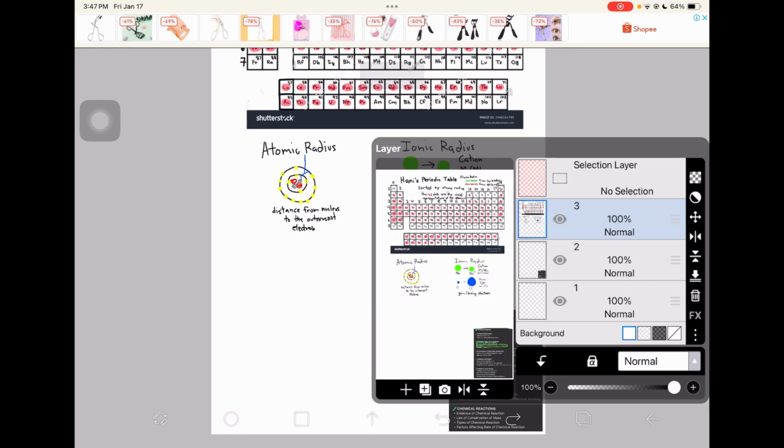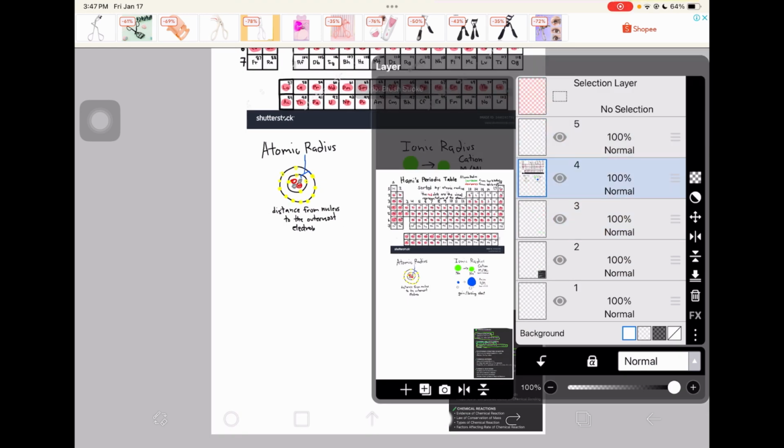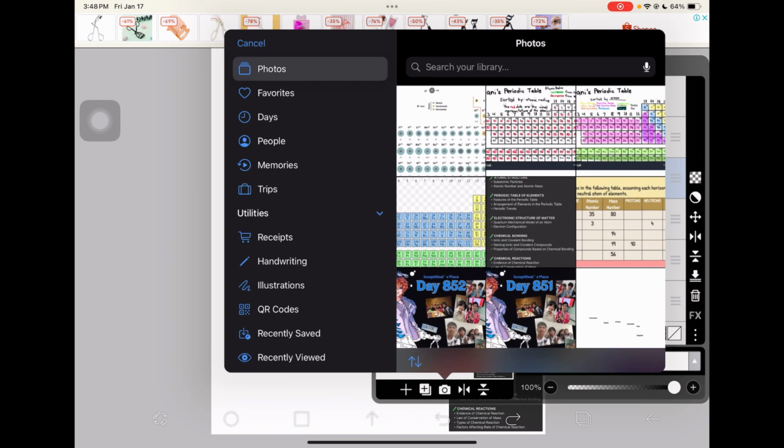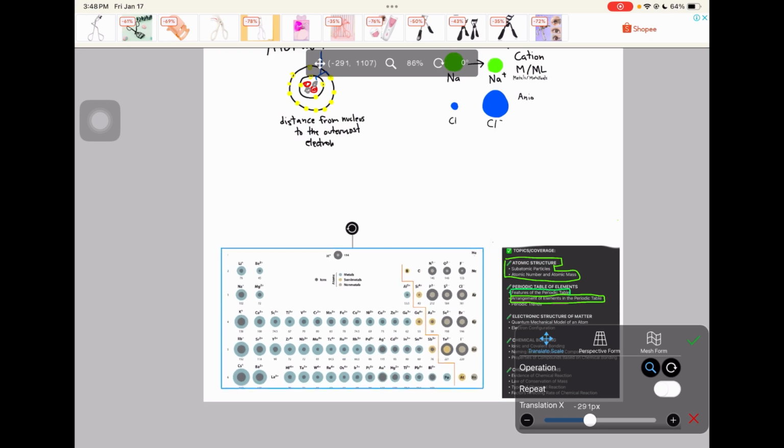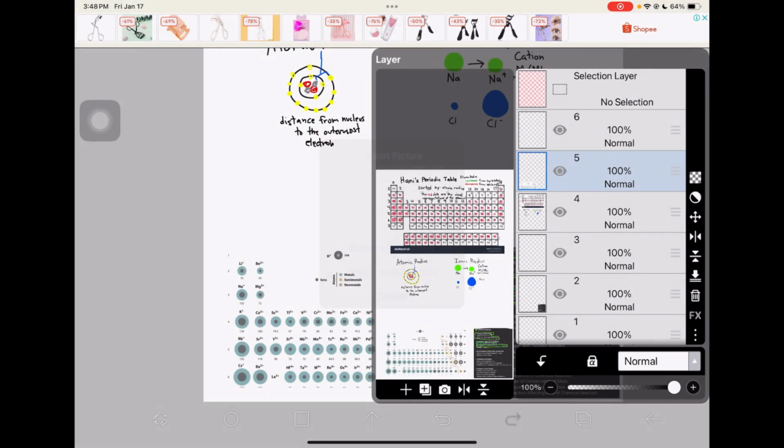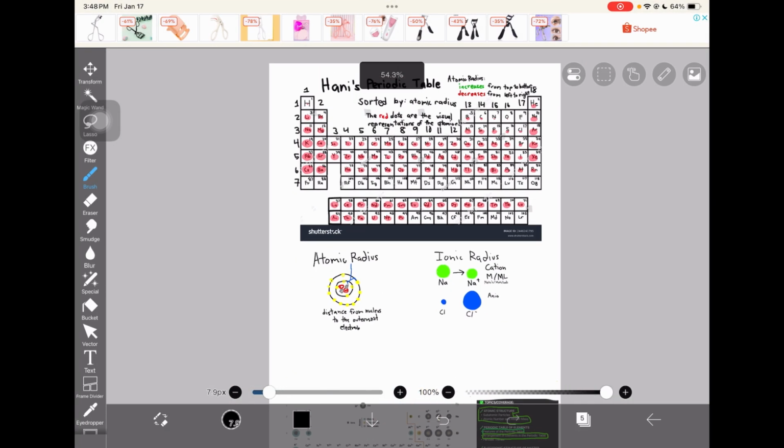Oh. Hold on. Wait. The image got deleted. So, I'll just restore this real quick. So, it's over this one. Can be this one over here. If I erase something, I'm so sorry.